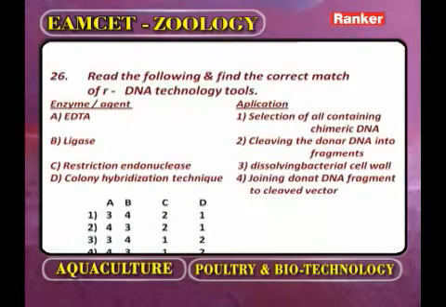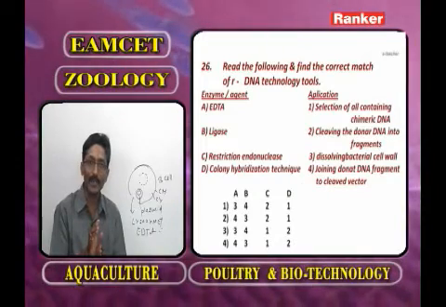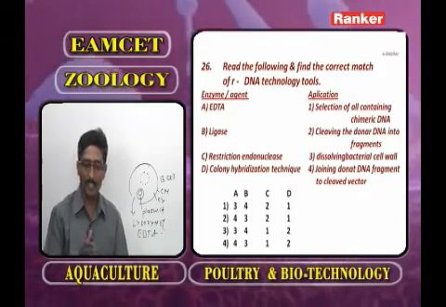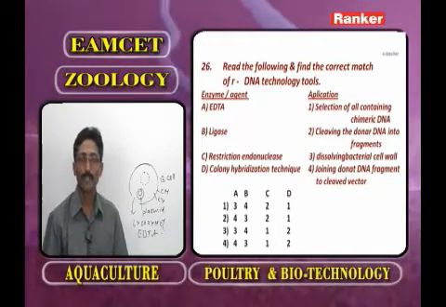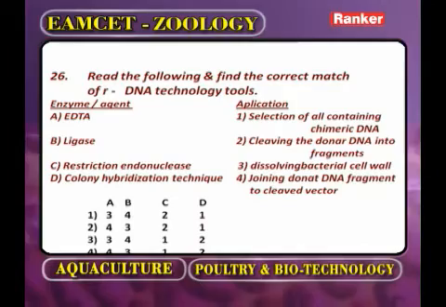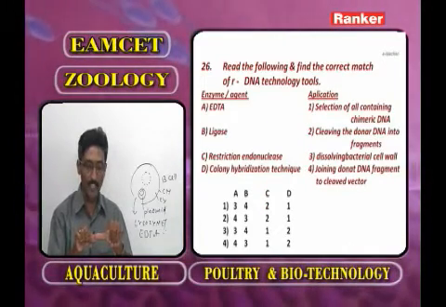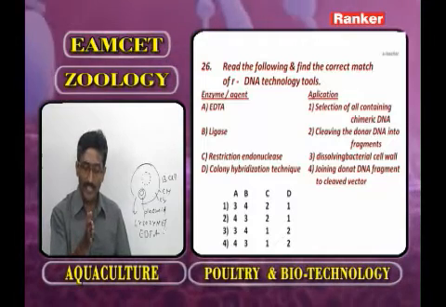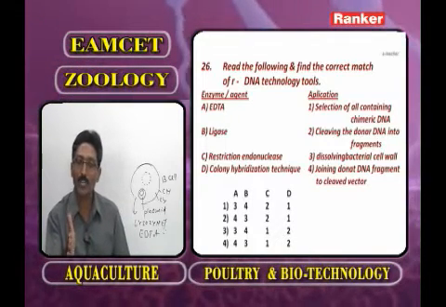The next one. Read the following and find the correct match of recombinant DNA technology. So far we discussed some points regarding recombinant DNA technology. Based on that, you have to choose the correct matching. The first one, EDTA. EDTA is used to dissolve the bacterial cell wall. Ligase is used to attach the two fragments of DNA. Restriction endonuclease cuts the DNA at palindrome sequence.